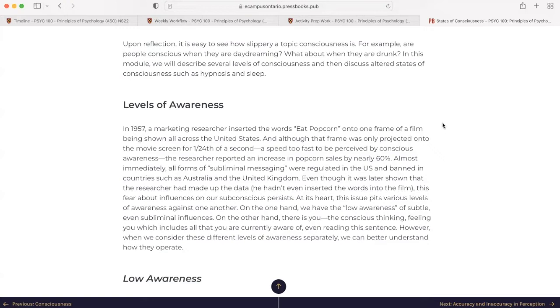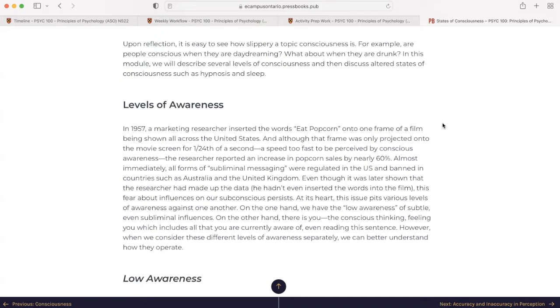In 1957, a marketing researcher inserted the words "eat popcorn" onto one frame of a film being shown all across the United States. And although that frame was only projected onto the movie screen for 1/24th of a second, a speed too fast to be perceived by conscious awareness, the researcher reported an increase in popcorn sales by nearly 60%.